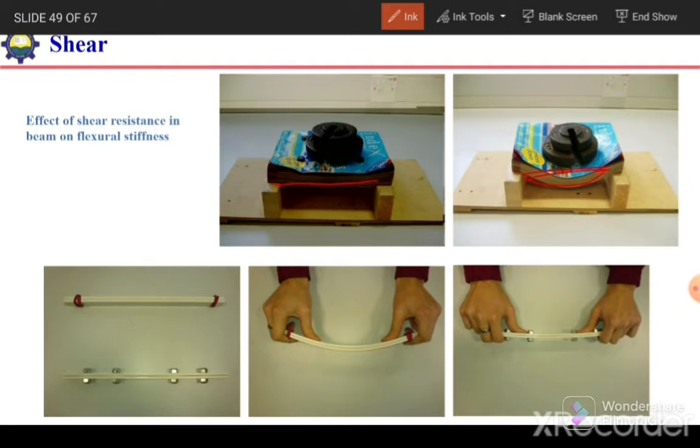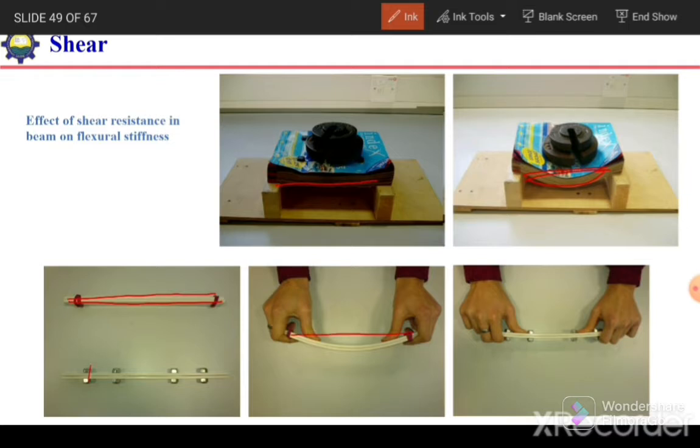We can also see some other model. Here we have two wooden plates, and if we place one over the other and try to bend, we can bend it easily. So excessive bending just with the help of hand.